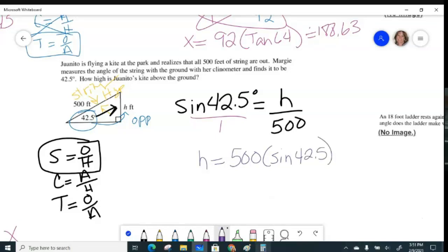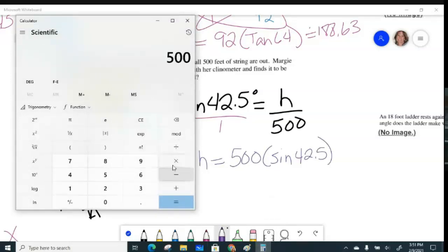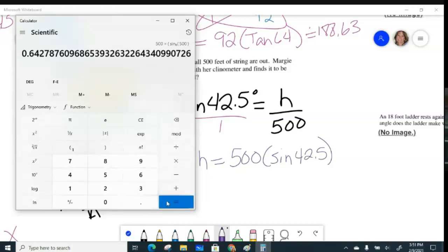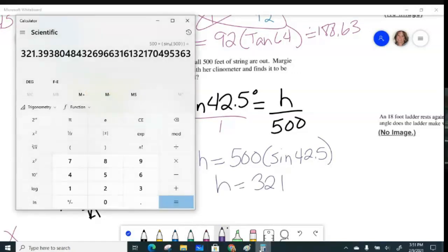And again, we go back to our calculator. And times, open, 500, and sine, enter. All right, so we should get that the height is 321 point whatever that was, 4.